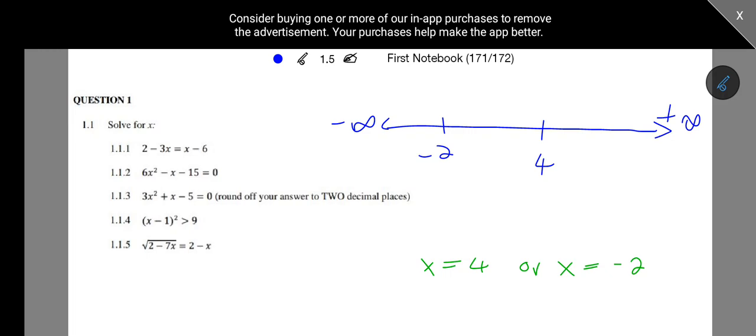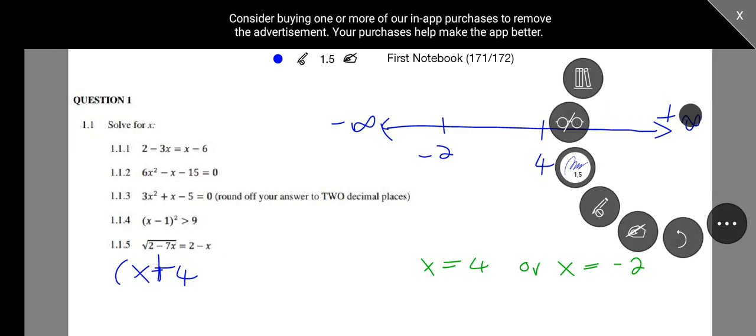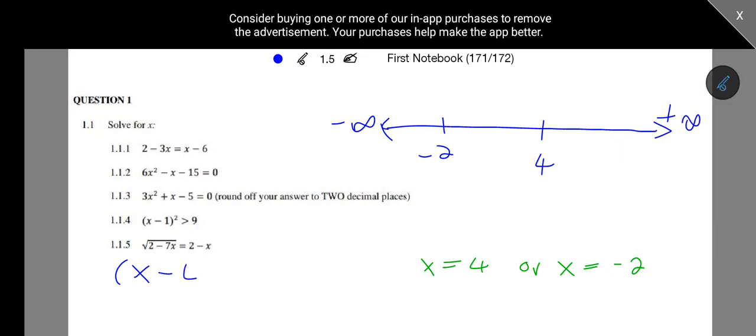We're going to plug a random number between negative infinity and negative 2. It can be something like negative 5, right? And where are we plugging it? Remember, we've got this expression which we've solved right now, the one which gave us these critical values. It's x minus 4, multiplied by x plus 2, must be greater than 0.